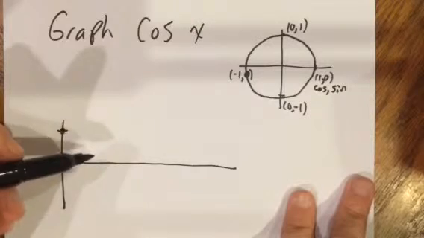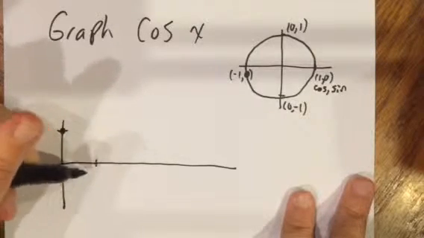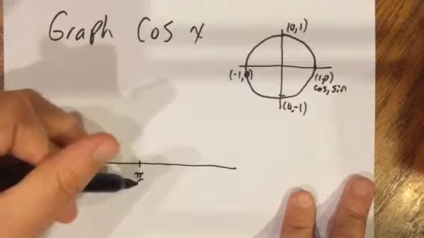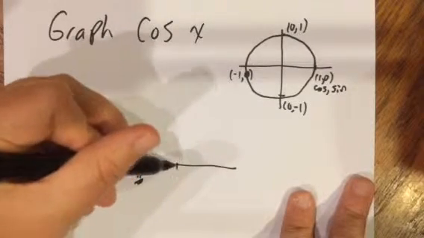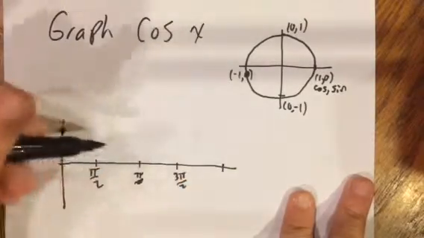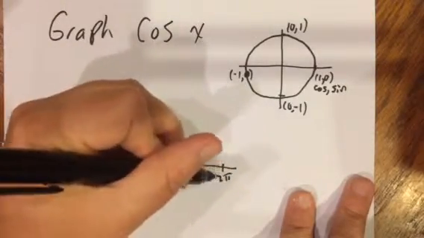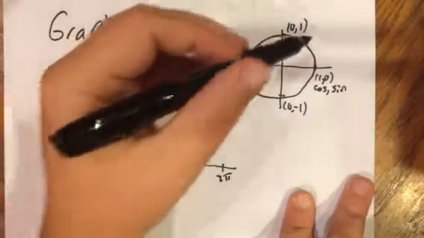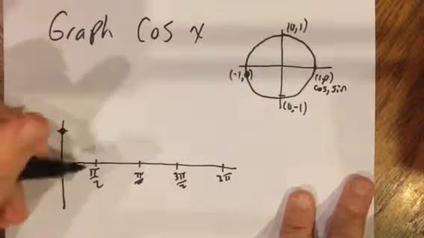Next thing that we get to is pi over 2. So I'll put a pi over 2 in, and I'll put a pi in. Oh, just pi. I'll put in a 3 pi over 2, because that's the bottom one. And 2 pi. So the next one that we get to is pi over 2. At pi over 2, my cosine is 0.